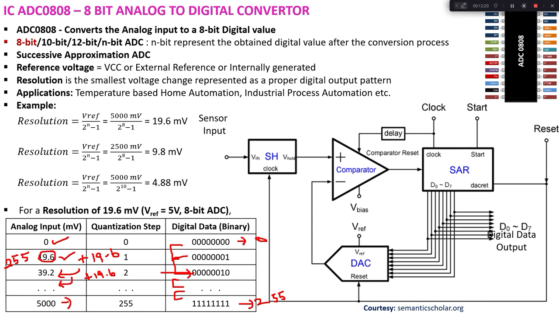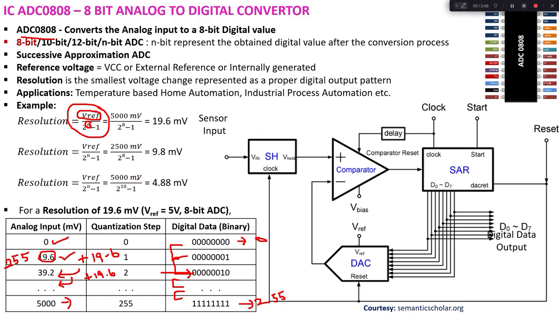If I want to improve this resolution, in that case what do I have to do? If you look at this formula, only two options are available. Either I can vary the reference voltage or I can vary the n. Right? So n is fixed for this ADC 0808, it's an 8-bit ADC. So n is fixed. If I want to change the n value, I have to go with a different IC where my n value will be 10 or 12 or 16.